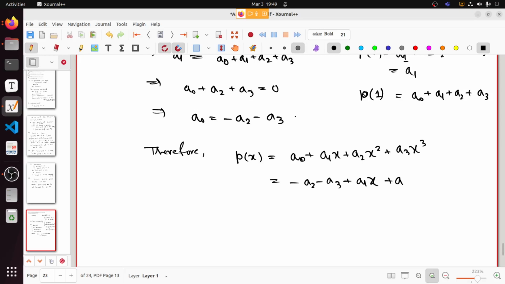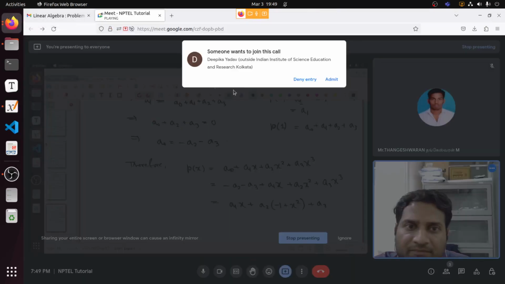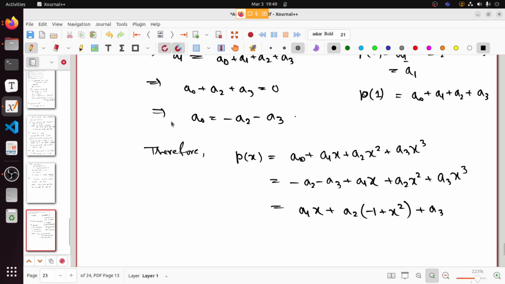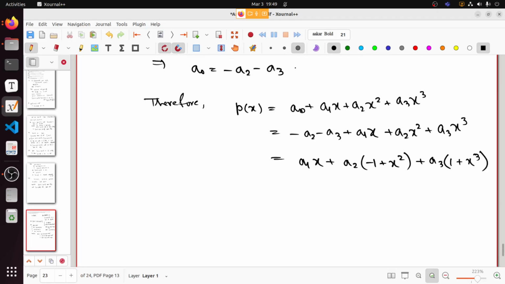So therefore you can write a1x plus a2, you can take common out, minus 1 plus x square, plus a3, minus 1 plus x cube. And you can check this is a linearly independent set: x, minus 1 plus x square, and minus 1 plus x cube is linearly independent in P3R, right?